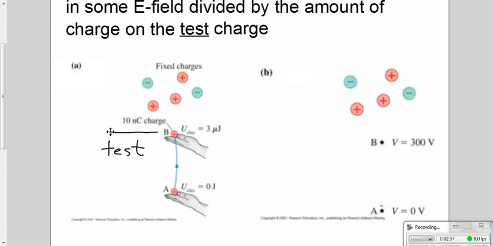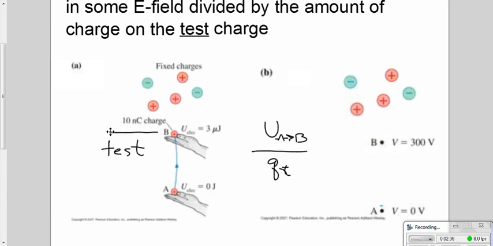Well, now let's divide out the size of the test charge. So in other words, we're going to take the potential energy in that movement from A to B, and we're going to divide it by the magnitude of the test charge itself. And so if you take 3 microjoules and divide it by 10 nanocoulombs, you get a value of 300.